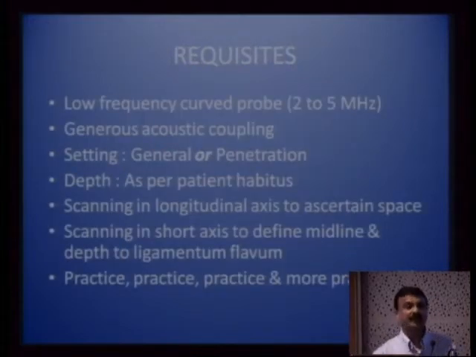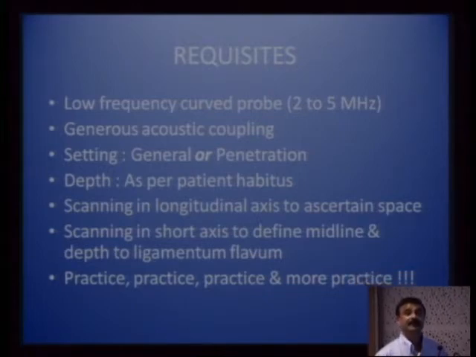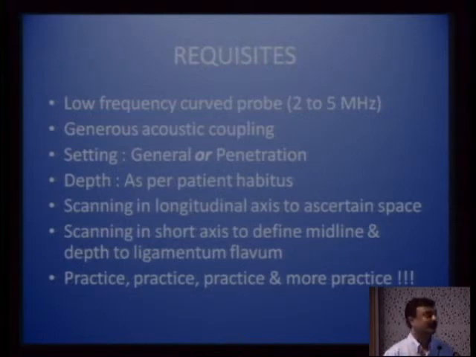space. So to conclude, let me look at the requisites. Because the structures that you wish to see in the spine are at a greater depth, you will need to use a low frequency curved probe, which is 2 to 5 megahertz. You need generous acoustic coupling. In this case, because most often we are going to do a pre-procedural scan, you don't need to maintain any sterility here. You could just use some ultrasound gel or some KY jelly. And the setting of the machine should either be the general or the penetration mode. The depth depends again on the patient's habitus.